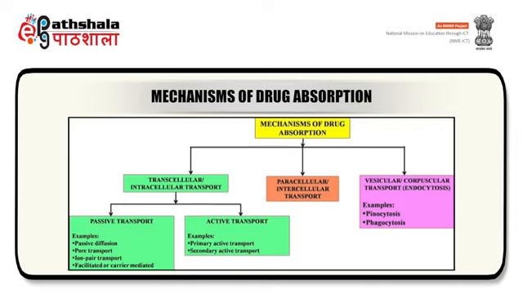The transcellular or intracellular transport system is further categorized into two categories: passive transport and active transport. There are different examples of passive transport, such as passive diffusion, pore transport, ion pair transport, and facilitated or carrier mediated transport. Examples of active transport are primary active transport and secondary active transport. Similarly, vesicular transport or endocytosis is further categorized into two categories, with examples being pinocytosis and phagocytosis.